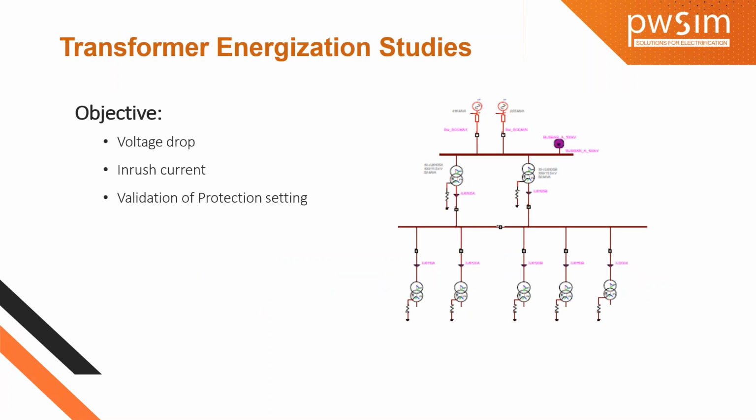Next one is transformer energization studies. The main objective of the transformer energization studies is that at the time of transformer energization, we have an inrush current. We can calculate the inrush currents and voltage drop at the time of transformer energization, and validate protection settings like overcurrent protection and differential protection of the transformer. All these things we are able to perform. For analyzing the transformer energization studies, we can finalize the validation of protection settings and other things.